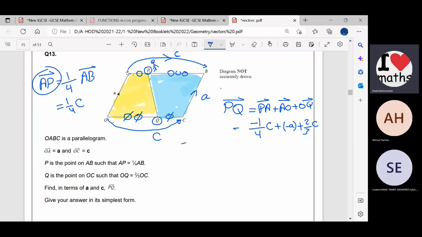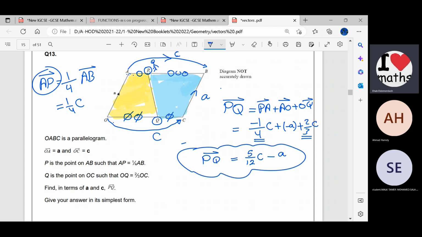Now let's simplify. We just need to simplify. Simplify means we have to add the like terms. I want someone to tell me what negative a quarter plus 2 over 3 equals in the calculator. Nobody said yet? So I got 5 over 12 C minus 8. So I express the PQ vector as 5 over 12 C minus a.